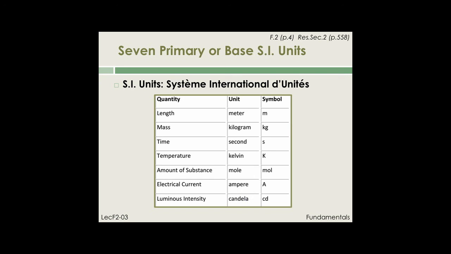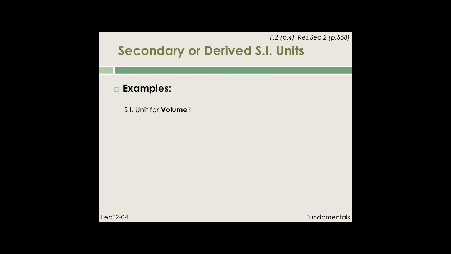From the 7 primary units, all other units can be derived for all other physical properties. Let us examine a few examples of secondary SI units, starting with the unit for volume. A common mistake is to assume that the SI unit for volume is the liter. This is not so. To find any secondary unit, we always start by writing the property of interest in terms of properties associated with primary units.